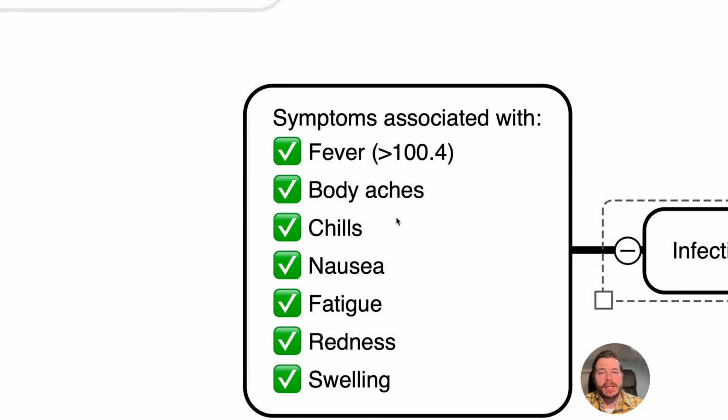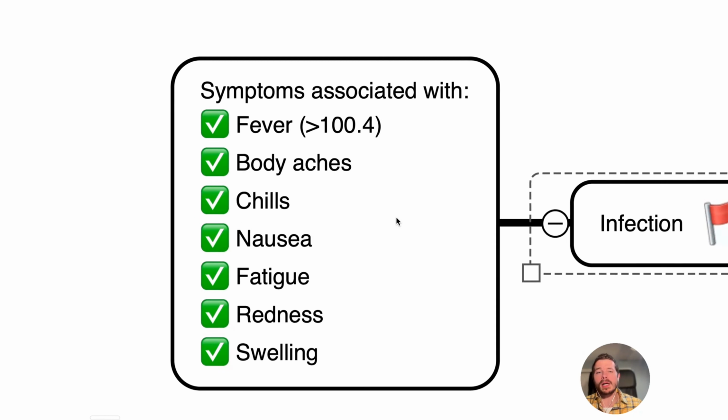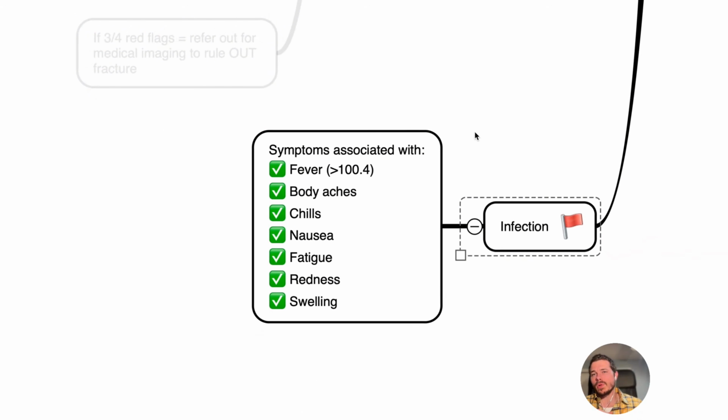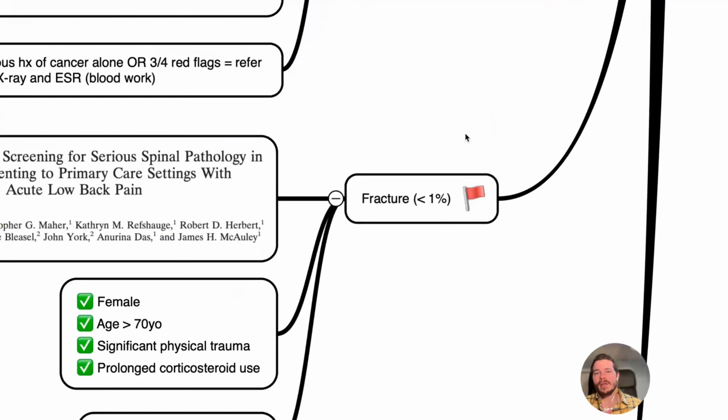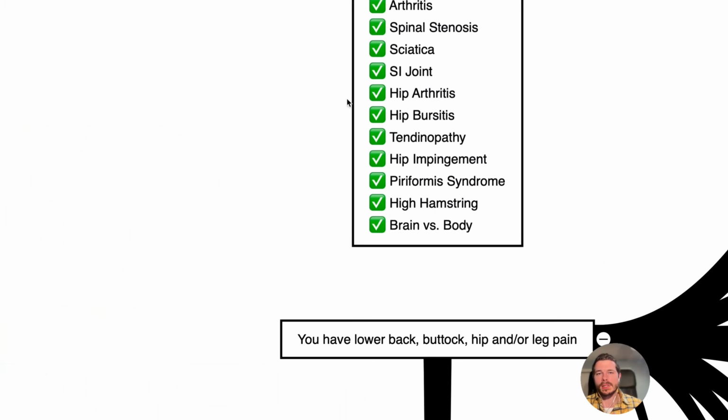You have body aches, chills, nausea, fatigue, just not feeling well around the time your back stuff started, as well as redness and swelling, then it's possible that an infection could be causing your back pain. All right, so there you have it: infection, fracture, cancer. Now let's get to the good stuff.